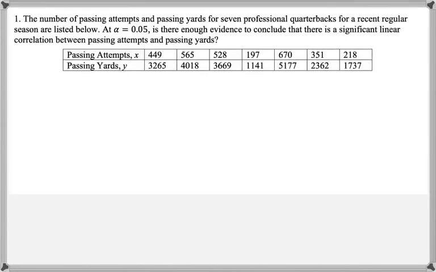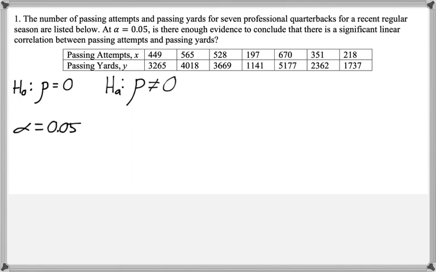The number of passing attempts and passing yards for 7 professional quarterbacks for a recent regular season are listed below. At alpha equal to 0.05, is there enough evidence to conclude that there is a significant linear correlation between passing attempts and passing yards? The null hypothesis is that Rho is equal to 0. The alternative hypothesis is that Rho is not equal to 0.